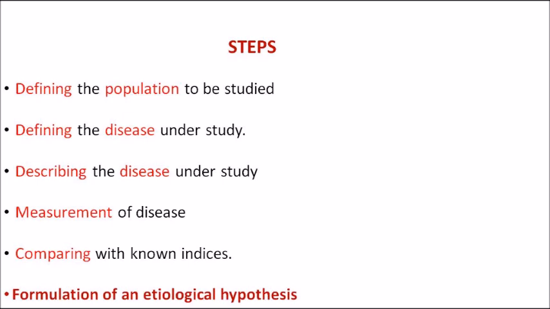So the first step is defining the population to be studied. First we have to define the population. The next step is we have to define the disease. After population, obviously we have to define the disease under study. The next step is we have to describe the disease under study. Definition is over, now we have to describe. Then we have to measure the disease, then compare it with known indices, and the last step is formulation of an etiological hypothesis.